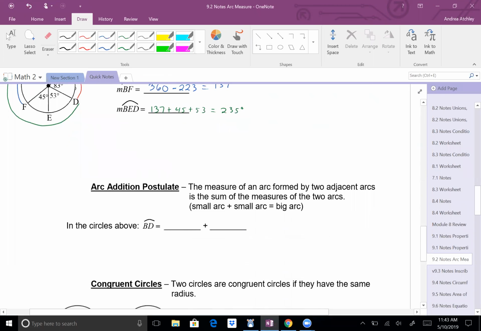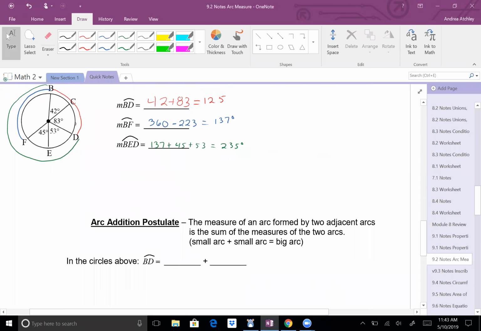Okay, the arc addition postulate is what we just were doing, adding and subtracting arcs to get the big arc. So the measure of arc BD was equal to the measure of arc BC plus the measure of arc CD. The two smaller arcs equal the bigger arc.